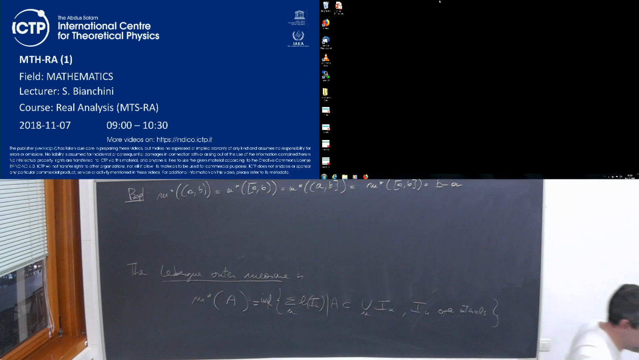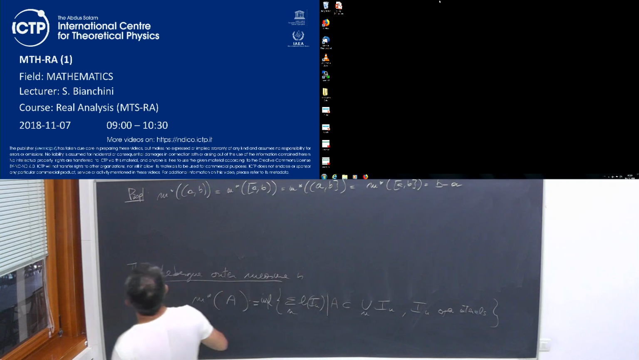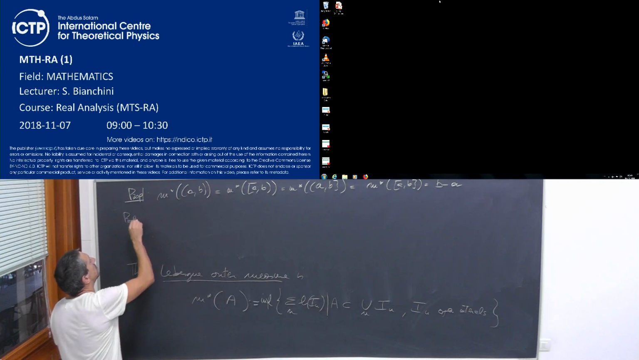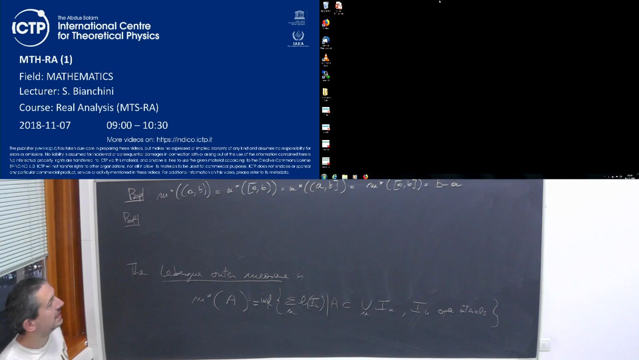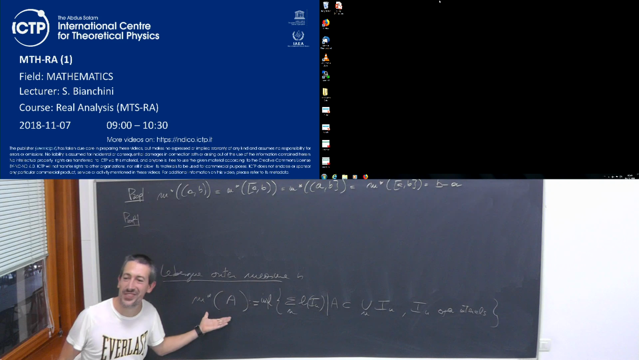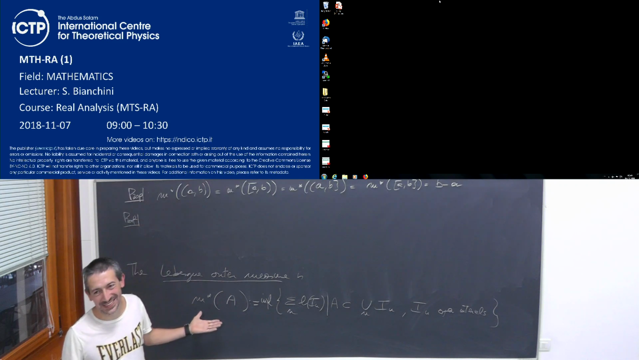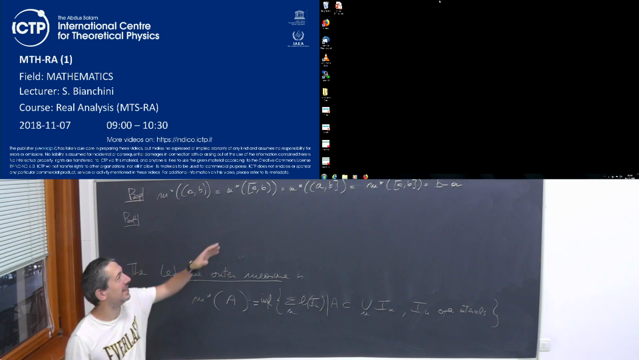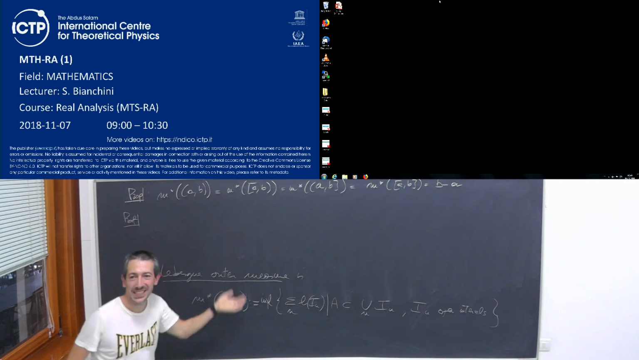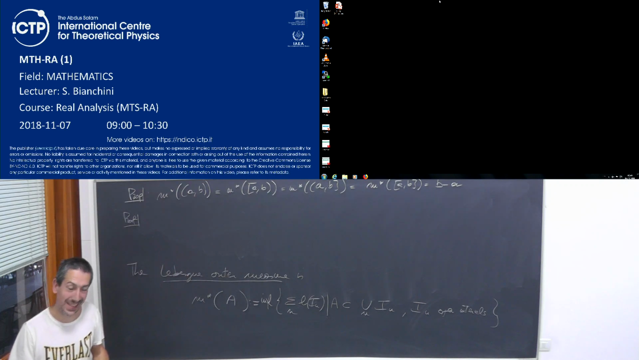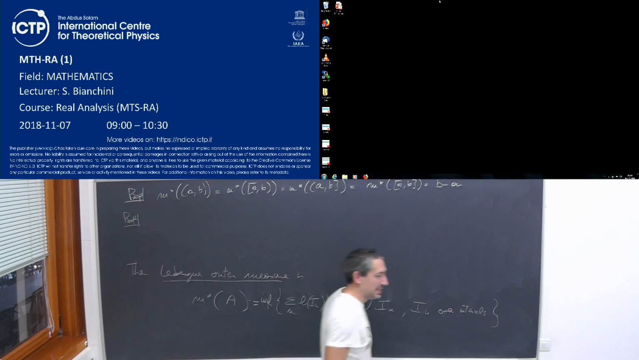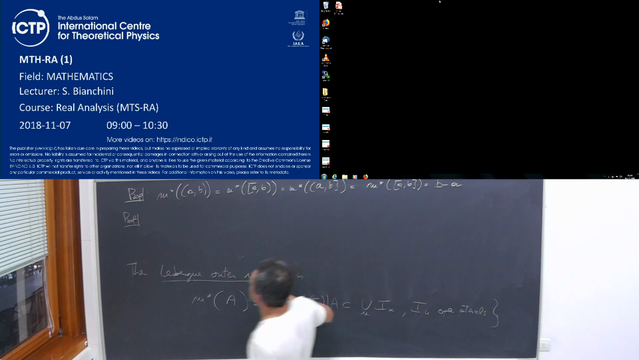B minus A. Well, clearly, on one hand, it will be lower. It cannot be larger, because just take the segment and we approximate from outside. So the point is to show that it cannot be smaller. So first we do it for the compact set.